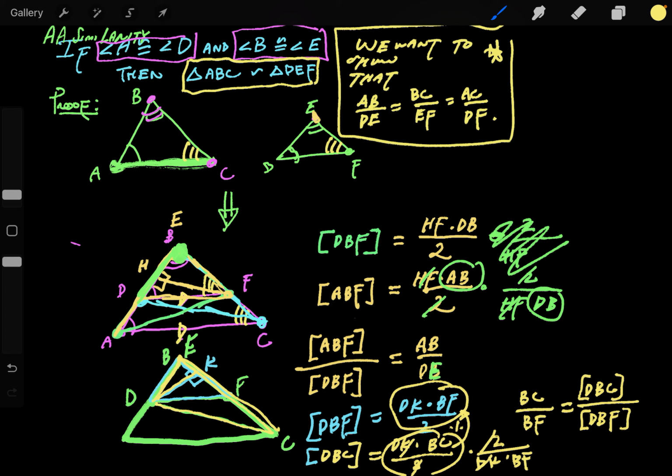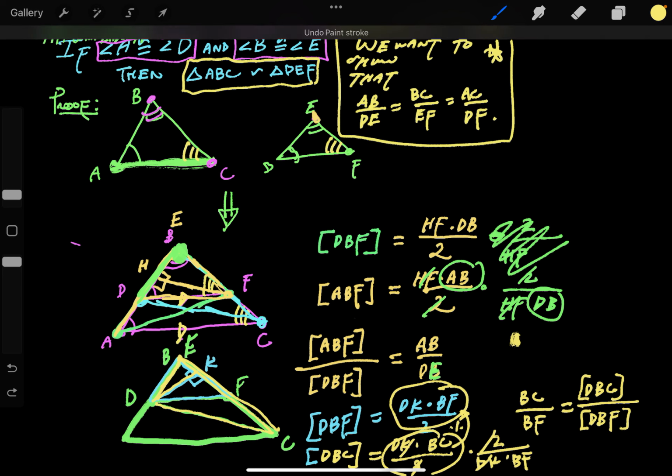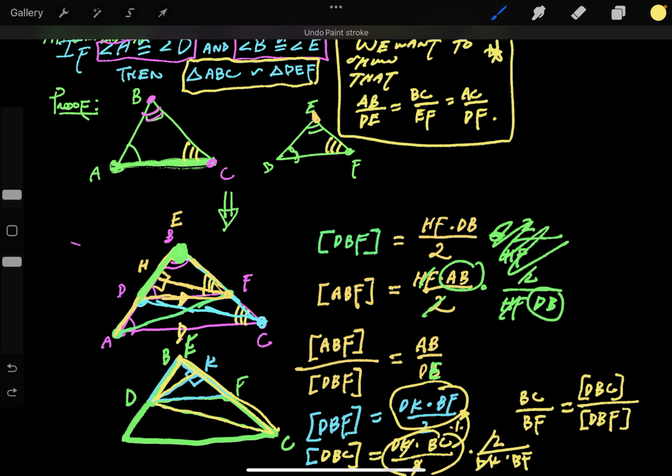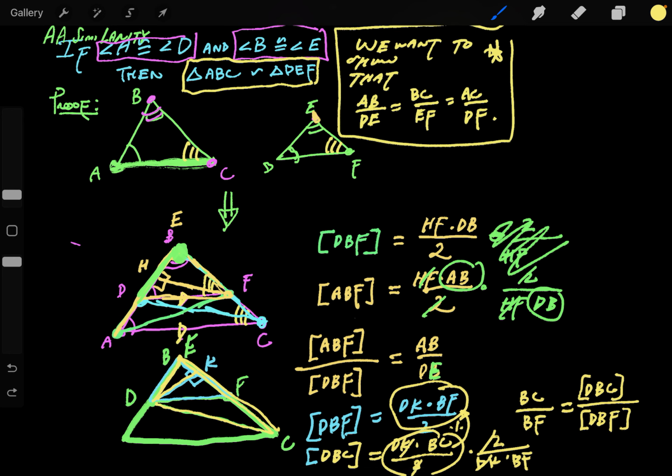And again, we could look at this as point E, or since we're looking at the other triangle, we could call this the same thing as BC over BEF, right? So, okay, so let's see. So it's BC over EF will be equal to this here, the area of DBC over the area of DBF.